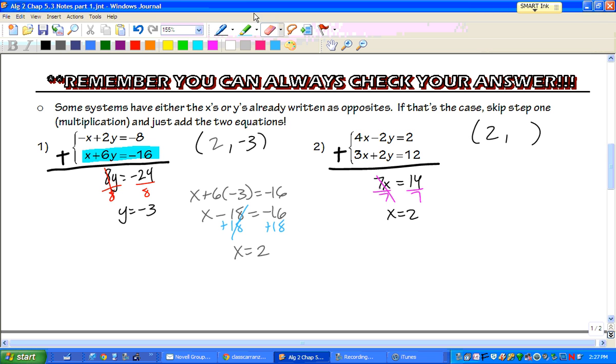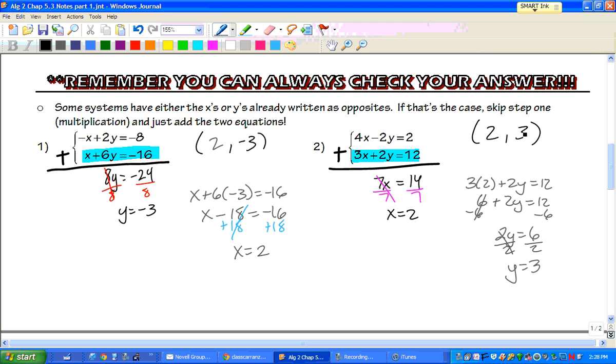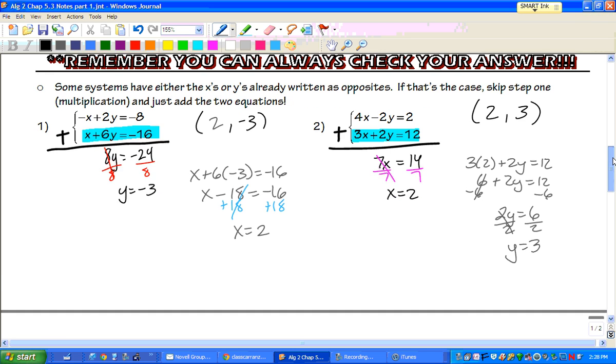So which one do you want to plug into? Well, the one with the least amount of negatives is the bottom. You can do the top if you want to. And now just solve. 3 times 2 is 6. Subtract the 6 from both sides. 2y equals 6. And divide by 2. y equals 3. It's not too bad, is it? All right, let's flip it over.